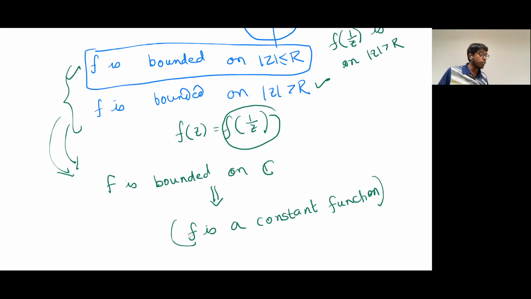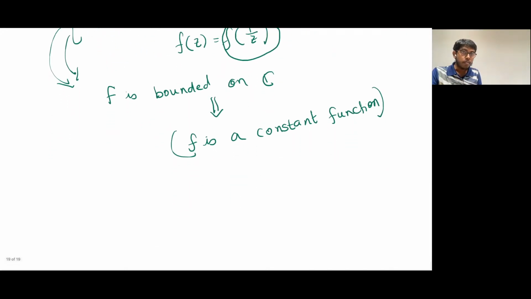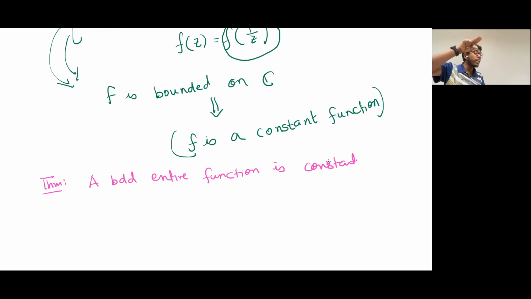See, Liebniz theorem does not say this, whatever the theorem you have cited. What I am saying is that the theorem says that a bounded entire function is constant. So since f is bounded and entire, it has to be constant. Okay.